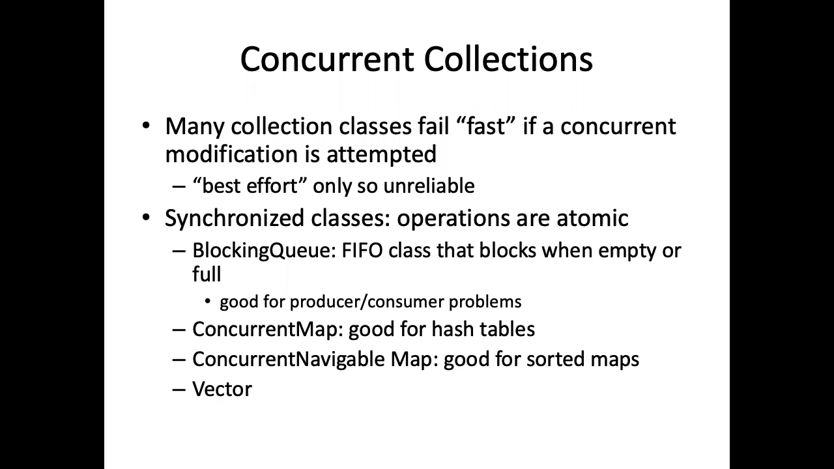So that's why they introduced synchronized classes, because things like insert and get and find typically need to be atomic operations. So the blocking queue, you just saw that. Well, you saw how it's probably implemented. There is a concurrent map class, which is good for hash tables, and a concurrent navigable map, which is good for sorted maps, and a vector, which is good for array lists. So that is good to know about.